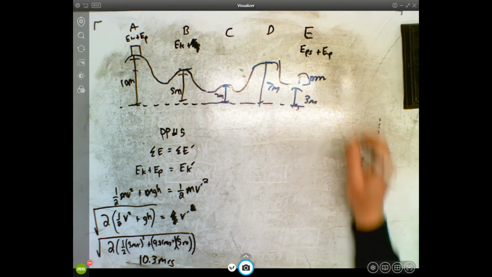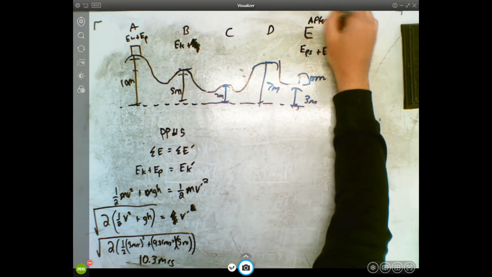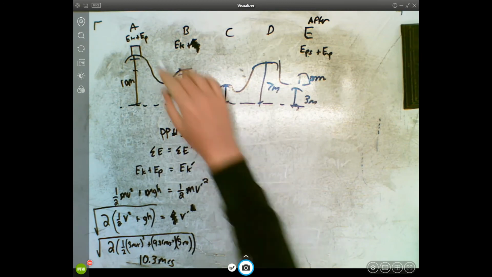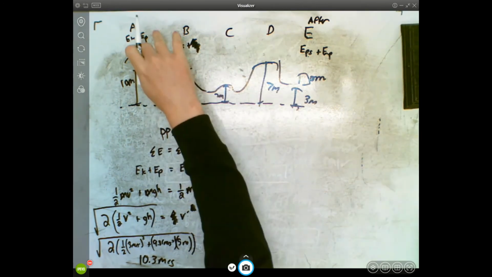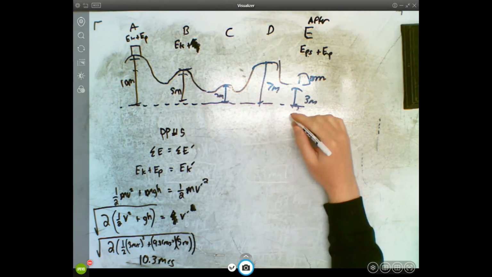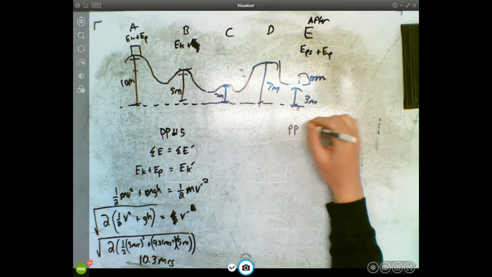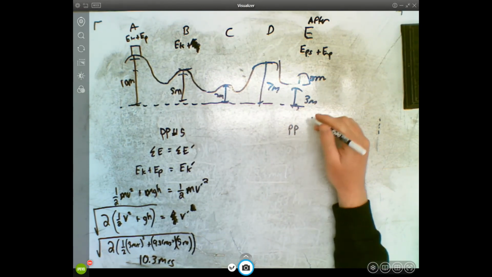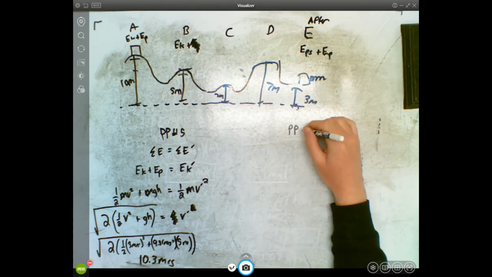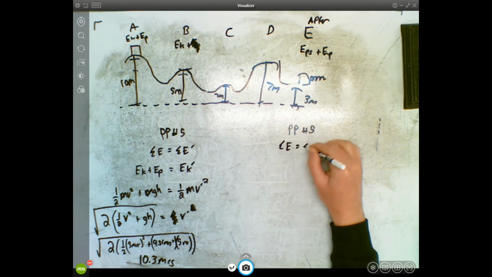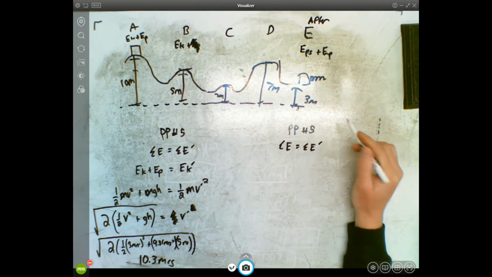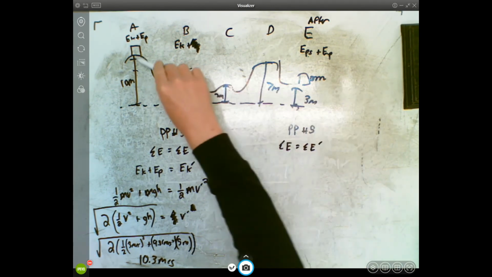So this is going to be our after. Our before doesn't matter. We can use A or B, but because B is a calculated answer, I'm just going to use A as my before, because if I made a mistake with B, I don't want to use that answer, since then my next one will be wrong. So I'm going to use physics principle number 5. My energy before equals my energy after. And we're going to use A and E.